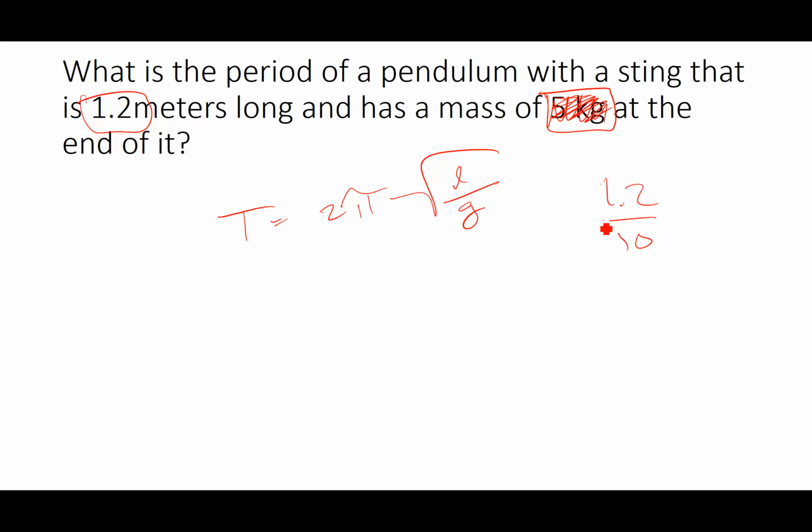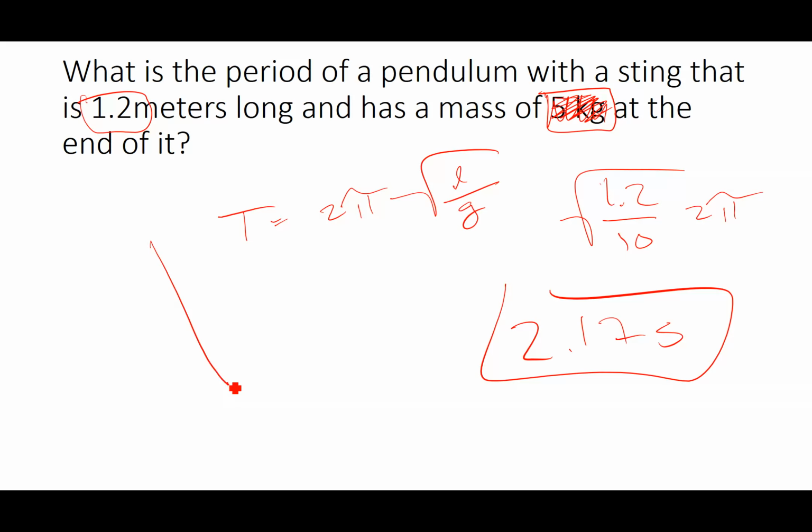Divided by 10 because I'm lazy, times 2 pi. Throw that into my calculator: 2.17 seconds. So here's my pendulum. Starts over here, 2.17 seconds later, back to my home. That's it. It just depends on the length of the string.